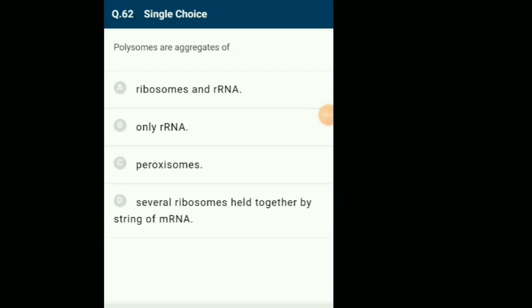Question number 62. Polysomes are aggregates of. Polyribosomes are aggregates of several ribosomes held together by a string of mRNA. Polyribosomes consist of 4 to 8 ribosomes which are attached to a single strand of messenger RNA or mRNA. This mechanism helps in the synthesis of several copies of the same protein. So the answer for this question is option D. Several ribosomes held together by a string of mRNA.